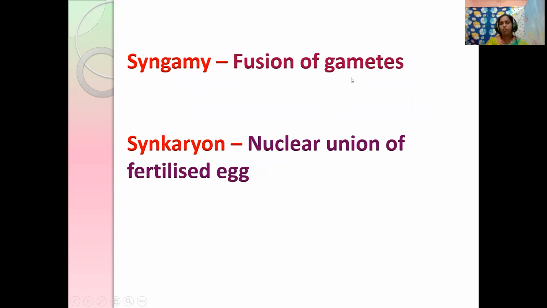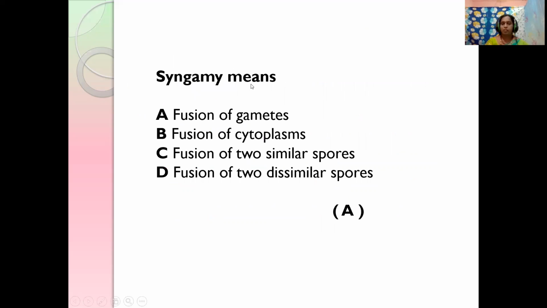The fusion of male and female gametes is called syngamy, and the nuclear union of the fertilized egg is called synkaryon. A few questions are most likely to be asked in your competitive examination, like: syngamy means fusion of gametes, fusion of cytoplasms, fusion of two similar spores, or fusion of two dissimilar spores. The fusion of male and female gametes is described as syngamy.